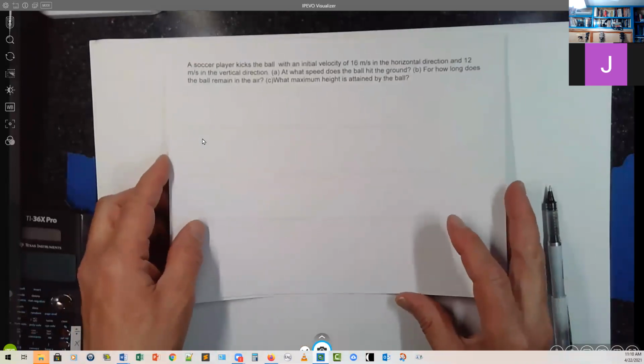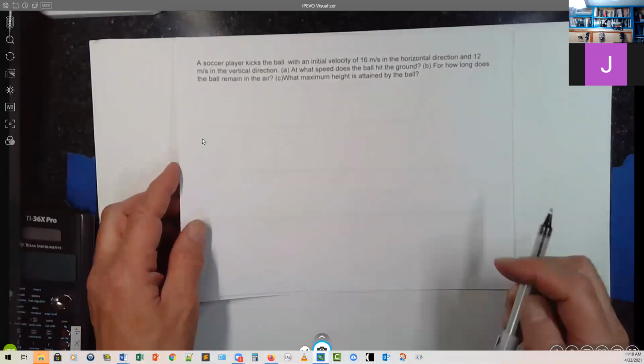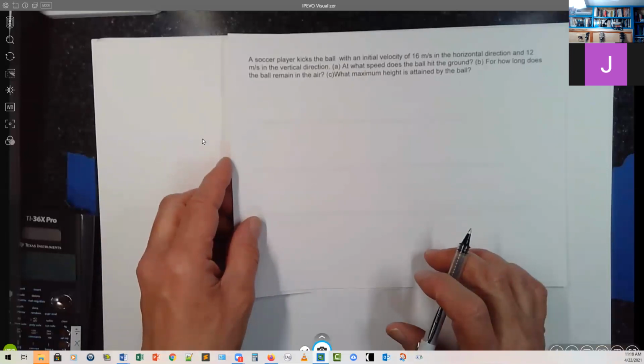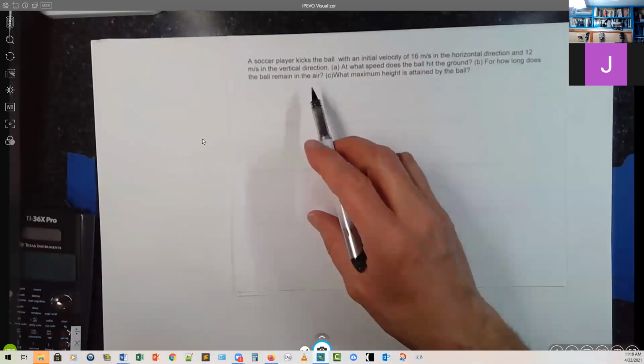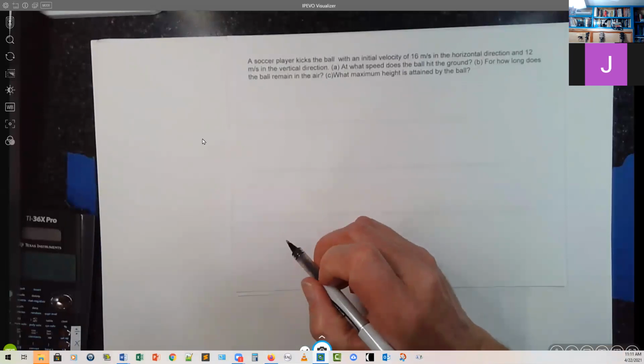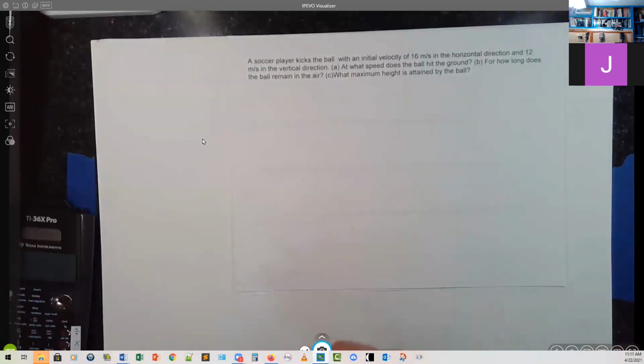Soccer player. Okay, kicks the ball with an initial velocity of 16 meters per second in the horizontal direction and 12 meters per second in the vertical direction. Okay, at what speed does the ball hit the ground? And for how long does the ball remain in the air? Huh. Well, there's lots of questions here.